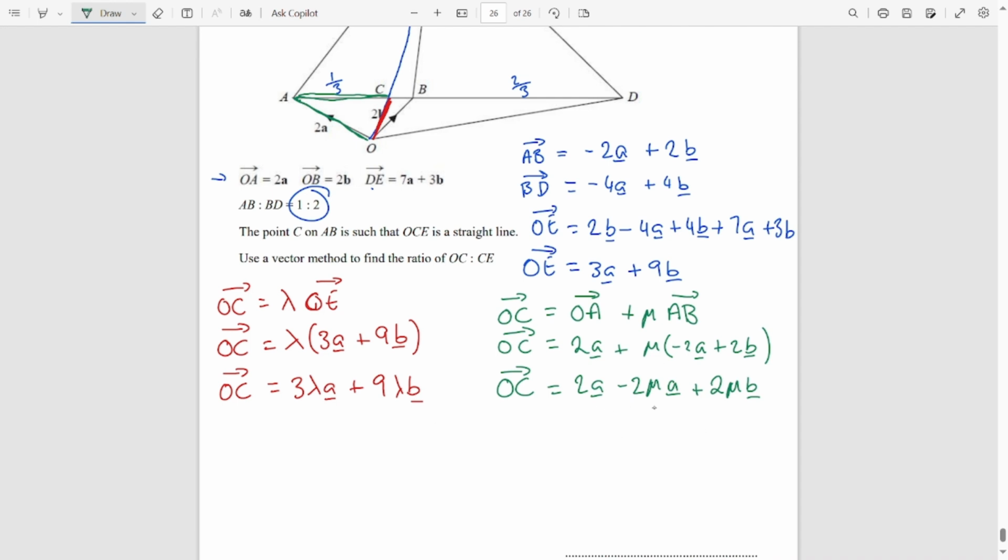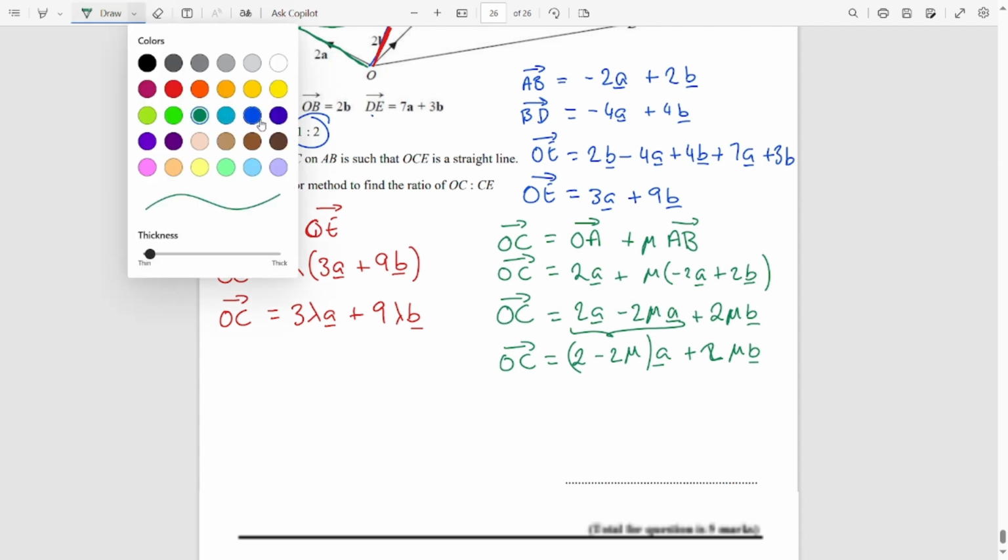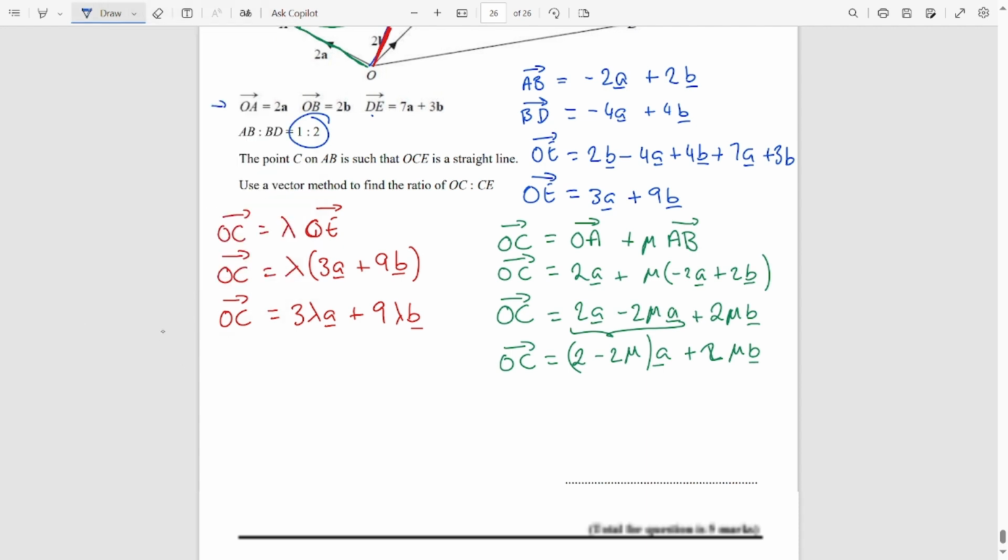The A's are a bit harder because we've got them split up over 2, and we're going to have to factorize A out of these two parts to see how many A's there actually are. So I'm going to write OC is equal to 2 minus 2 mu A. I factorize A out of the first two terms, and then I have plus 2 mu B. So now I can see very clearly how many A's and how many B's I have in both the red and the green, and I'm going to use that to set up a simultaneous equation.